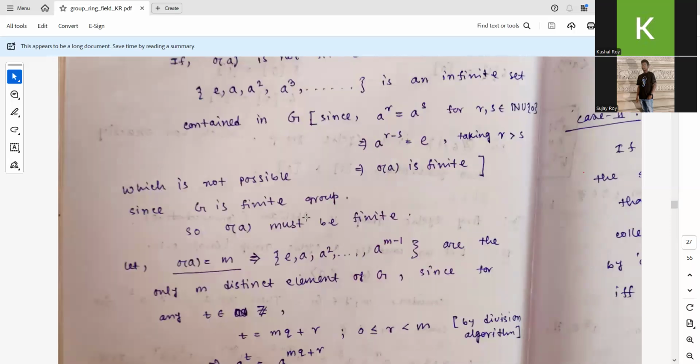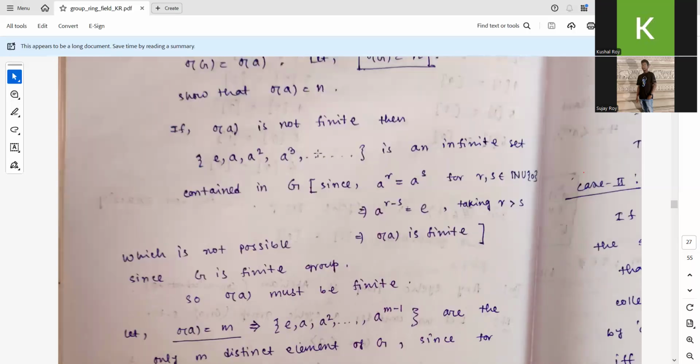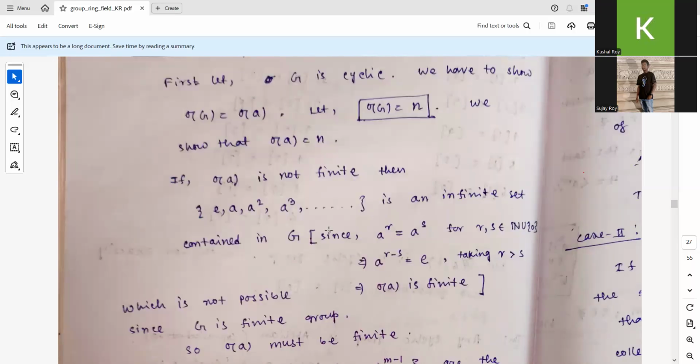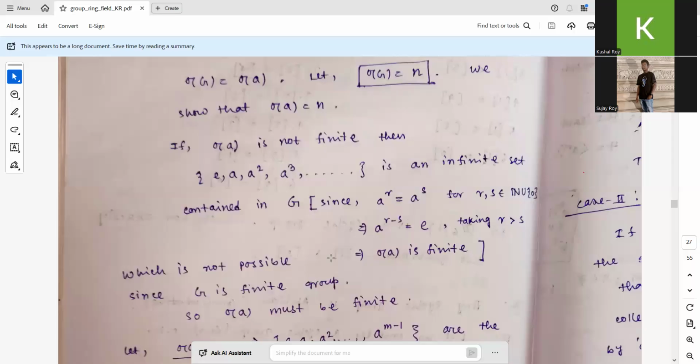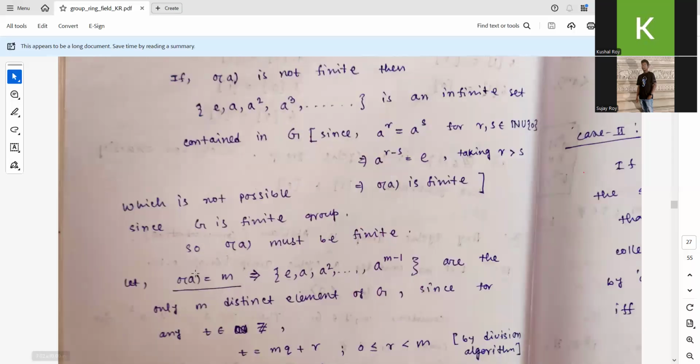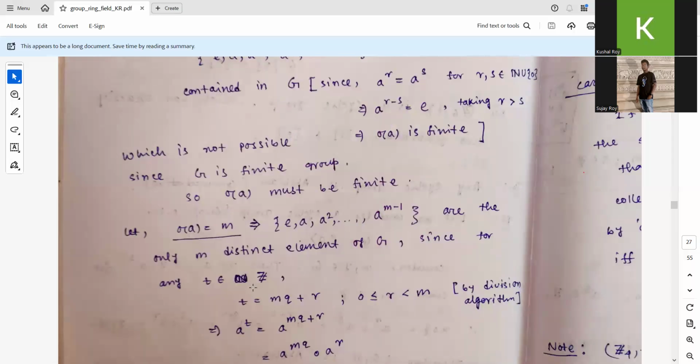Now we show that the order of a is also n, the order of the group. Say the order of the generating element a is m. Since the order of the generating element is m, there are m elements: a, a squared, up to a to the power m minus 1. We show that these m elements are all distinct elements of G.